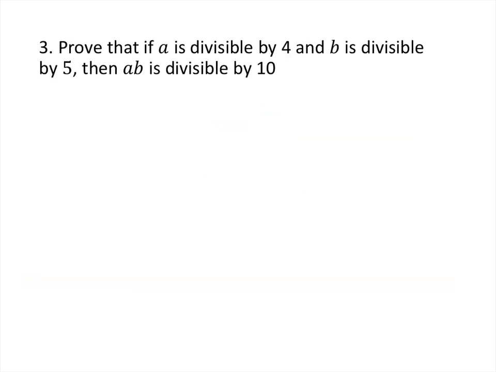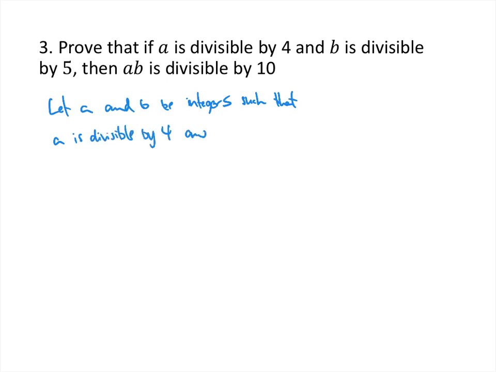Now we're getting into proofs involving divisibility. So this first one is asking us to prove that if a is divisible by 4 and b is divisible by 5, then a times b is divisible by 10. So our hypothesis is that a is divisible by 4 and b is divisible by 5. So that's where we're going to start our proof. We're going to let a and b be integers such that a is divisible by 4 and b is divisible by 5.